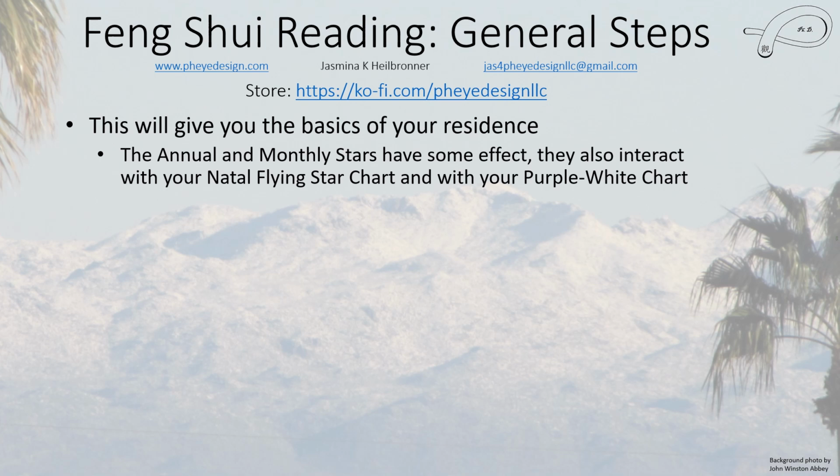Now, usually the flying star chart and the purple-white chart tend to win, except for perhaps with star 5, because 5 is such a negative one, at least right now. A couple of periods from now, when we enter period 3, it won't be such a bad star.